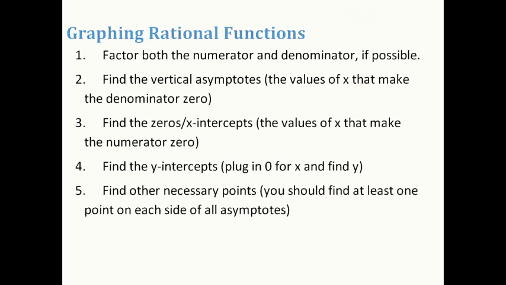Then we look at what makes the numerator 0. If the numerator of a fraction is 0, if we have 0 over 7, well, that's just 0. So anything that makes the numerator 0 gives us what we call a 0 or an x-intercept. So that will help us find where our graph crosses the x-axis. We can find the y-intercepts next by plugging in 0 for x and finding out what y is. The last thing we'll want to do is graph some other points. That will help us see what the graph looks like between the different asymptotes. So I will work through these steps as we graph these next few functions.